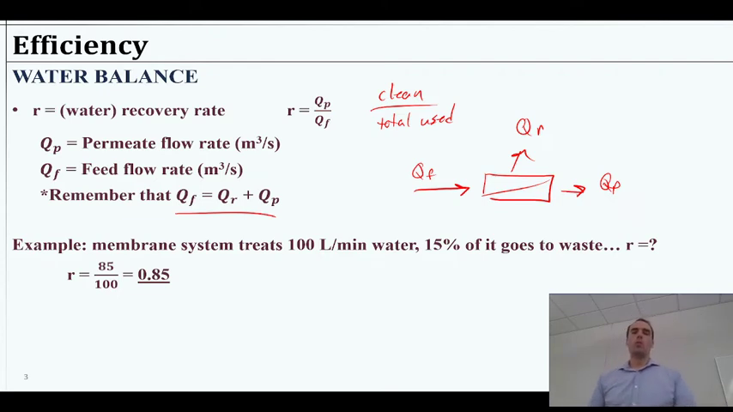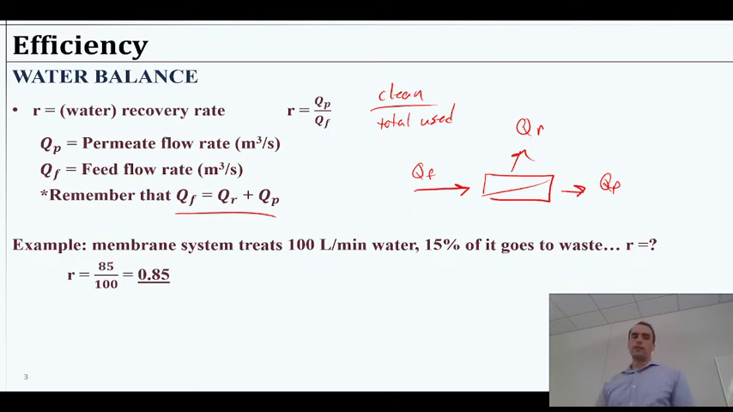And so when we are doing any problems involving recovery rate, or maybe you don't know the flow in one or the other, you can be confident that you can find that flow, just simple water balance here. Okay, so if you're treating 100 milliliters per minute of water and 15% of it goes to waste, the R then is going to be 0.85, right?